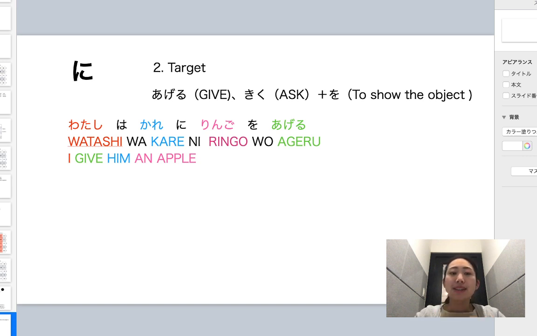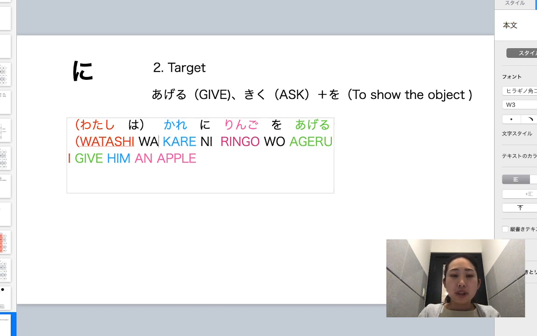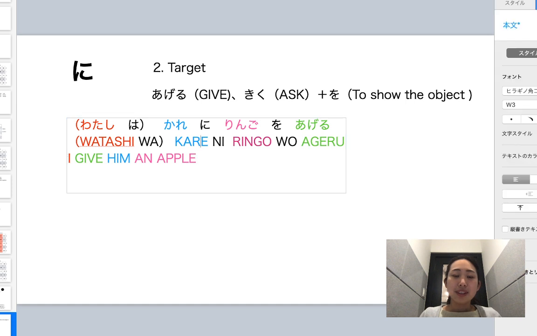Okay, and also the reason why I didn't write down 私は at the beginning, 彼にリンゴをあげる. If you don't mention who the subject is, most likely it's you or I, right? So the person who speaks this sentence. So you don't have to mention it because it's obvious. 彼にリンゴをあげる. Only that is fine. Okay? Great.